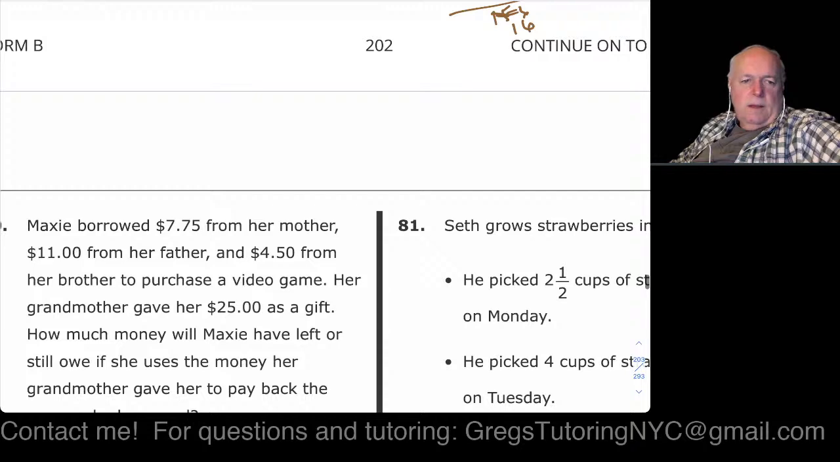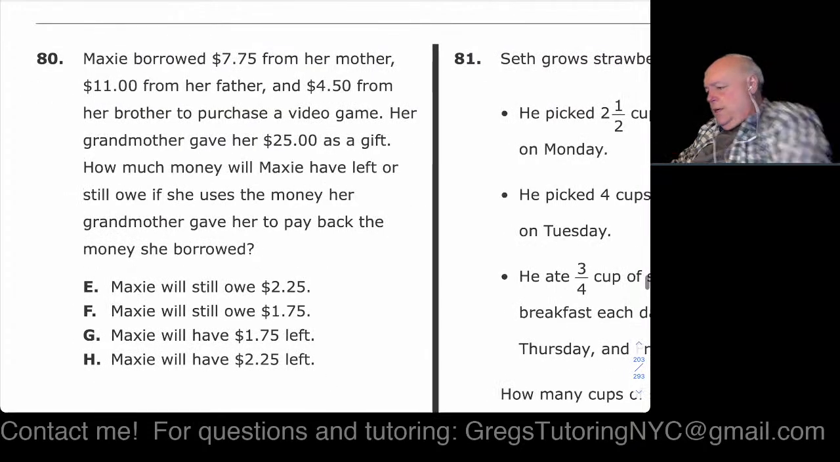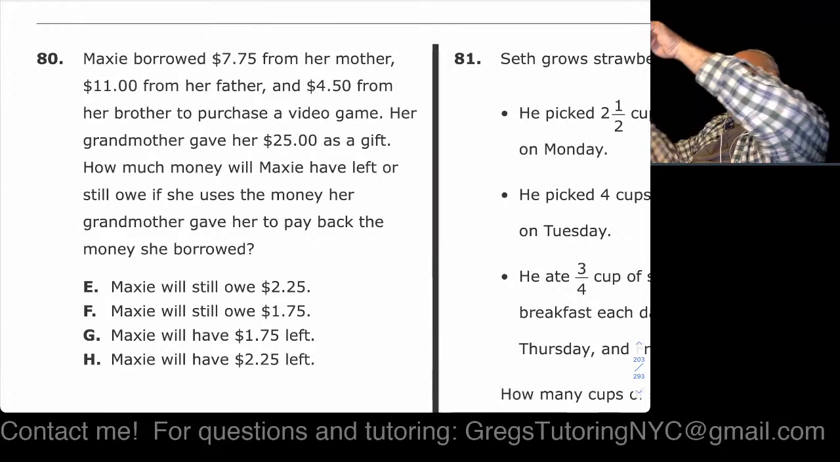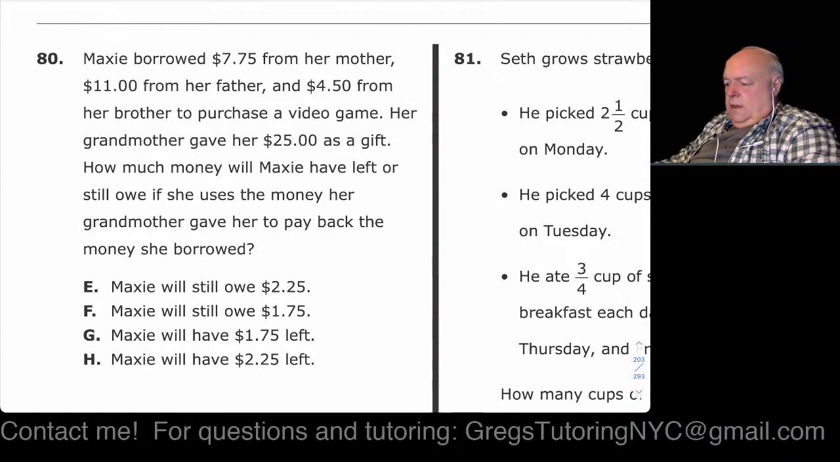Again, if anybody has any questions, please ask. So this is straight up a word question, it seems. Maria borrowed $7.75 from her mother, $11 from her father and $4.50 from her brother to purchase a video game. So most likely I'm going to have to tally that up for some reason and maybe subtract it from a $20 bill or something.